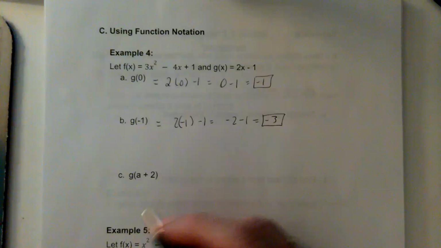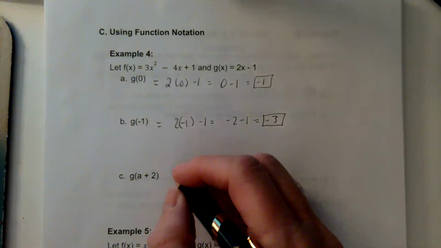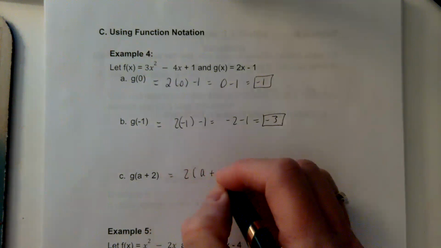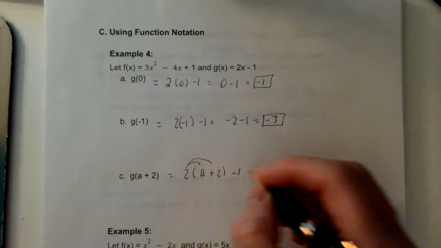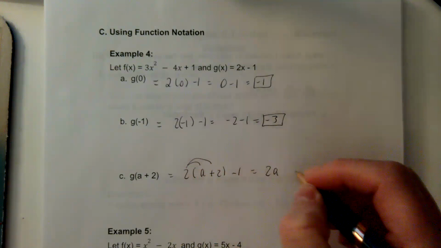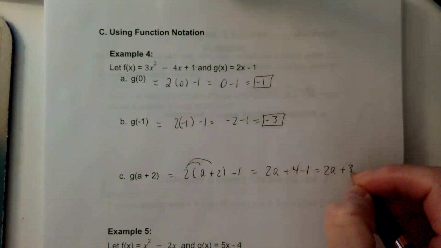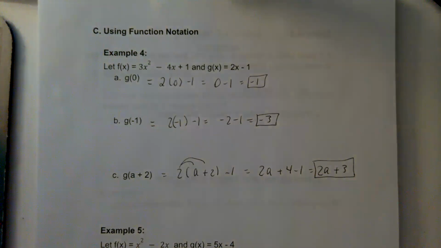And then G of a plus 2. So that's going to be 2 times a plus 2 minus 1. Distributing the 2, we get 2a plus 4 minus 1, which is 2a plus 3. We didn't use the f function at all.